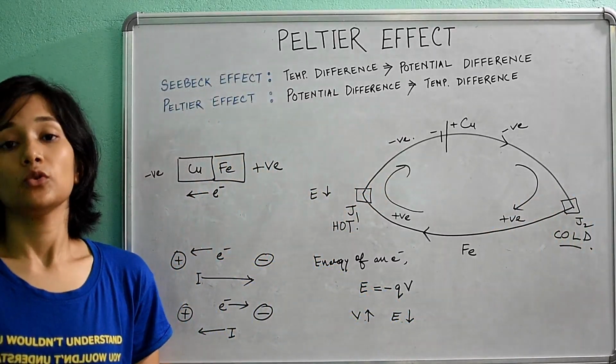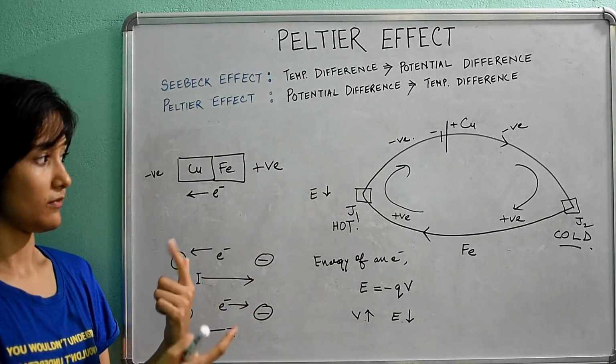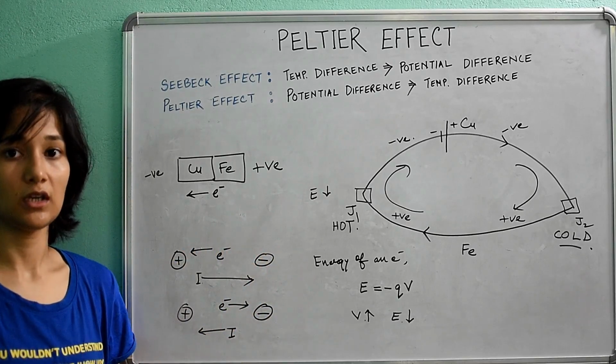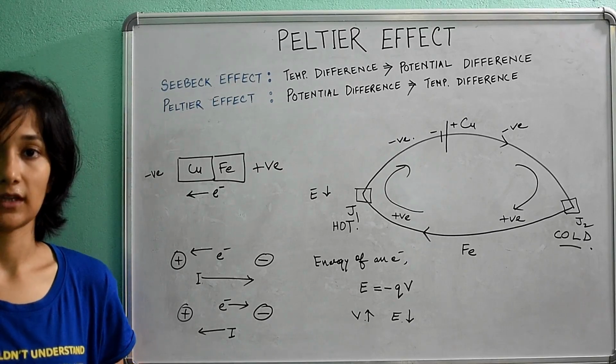Like in the Seebeck effect, if I reverse the direction of the current, the two junctions will be interchanged. So the Peltier effect is also a reversible process, like the Seebeck effect.